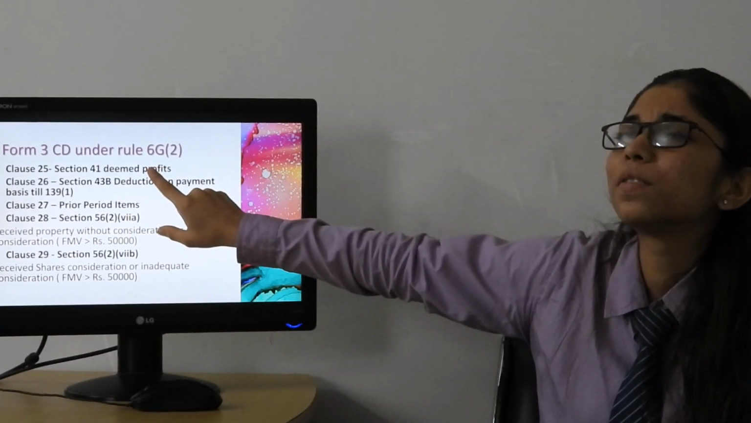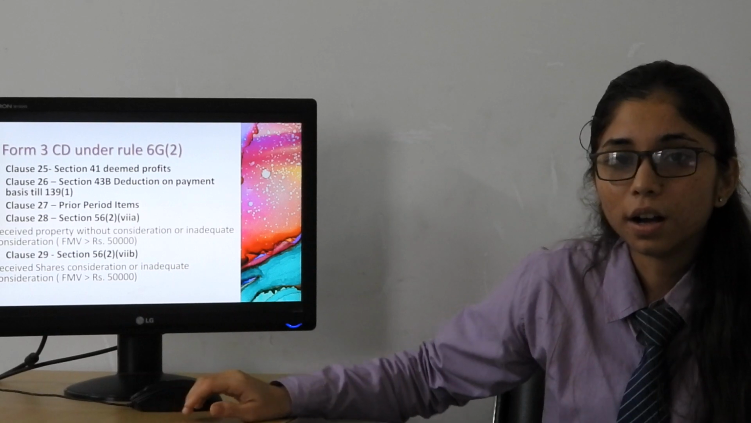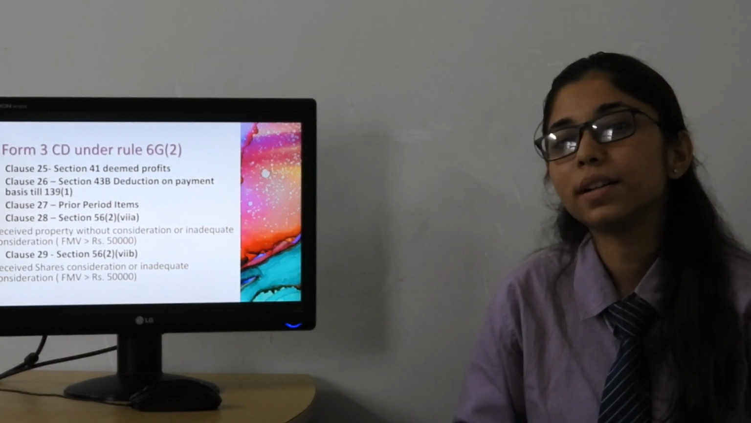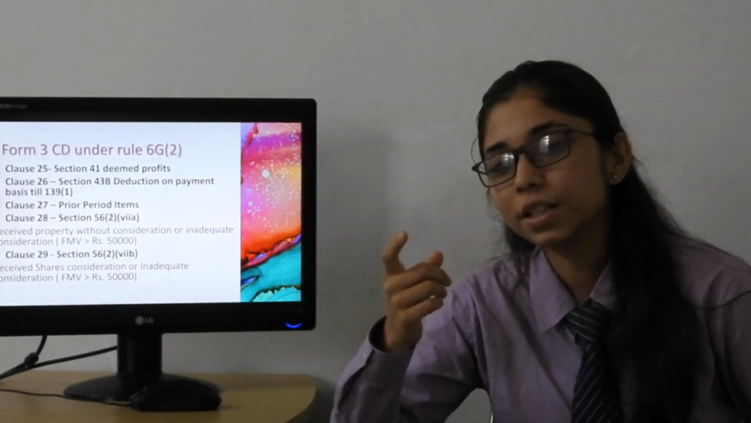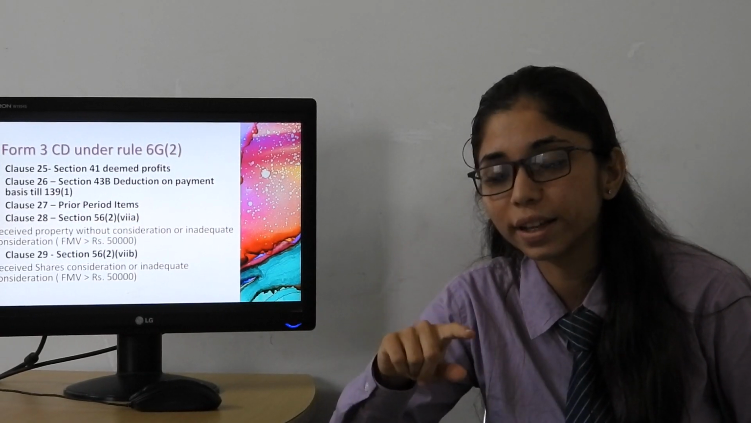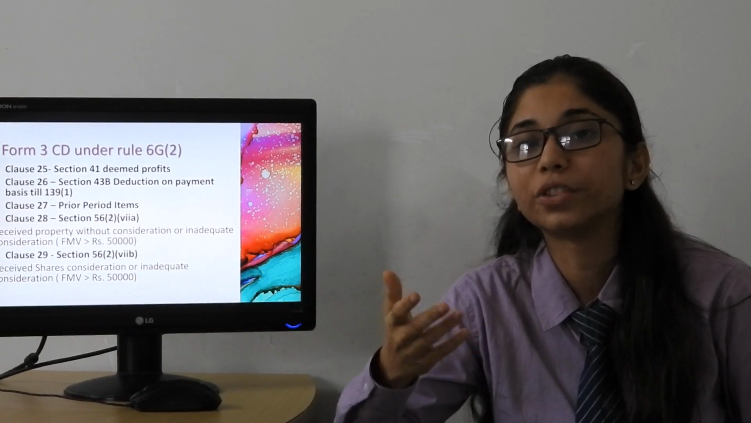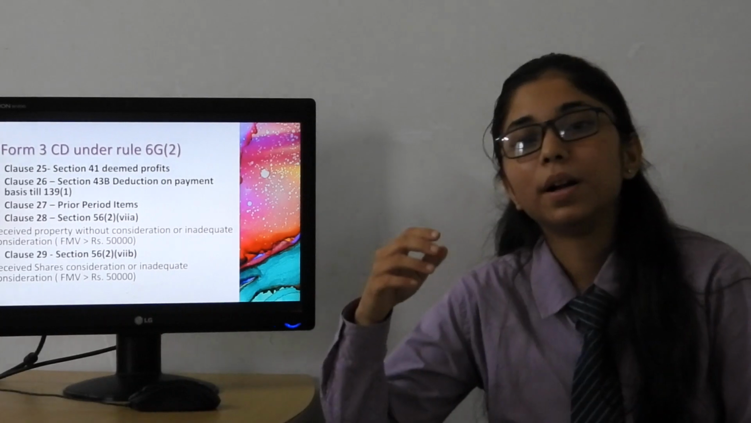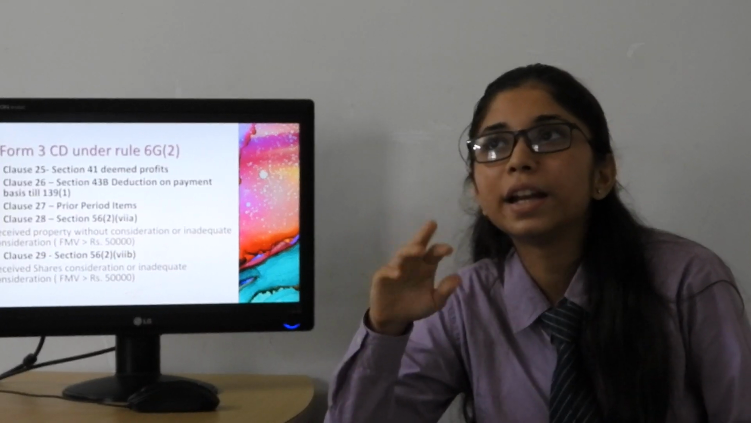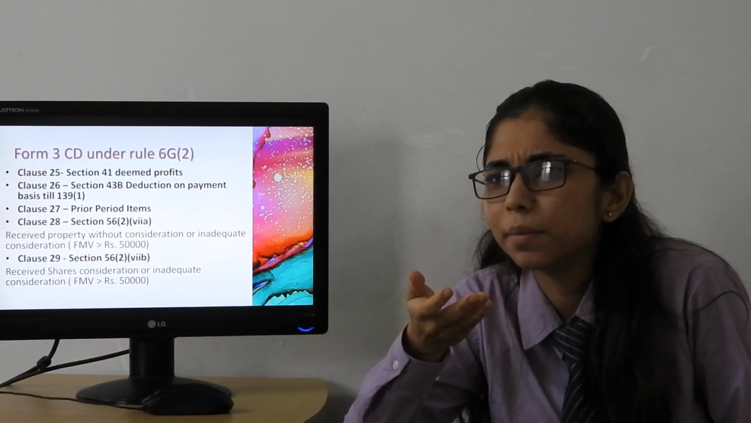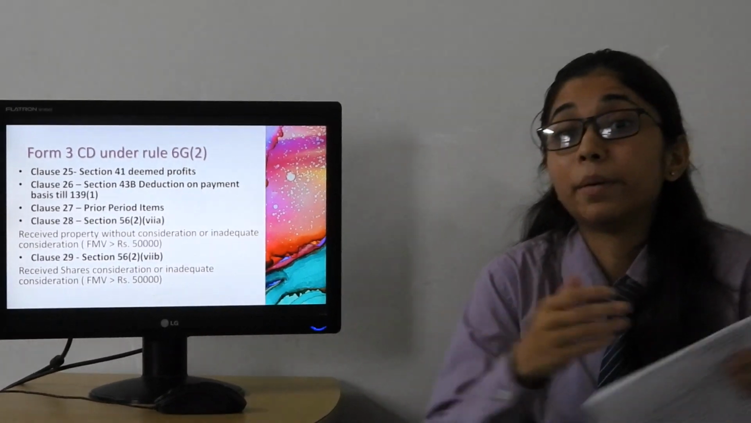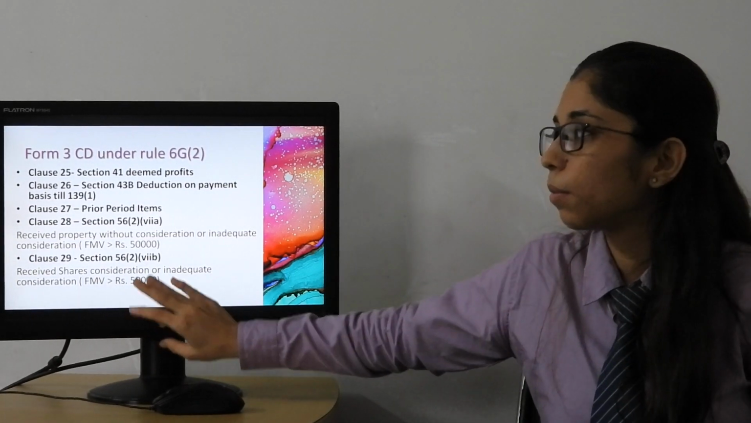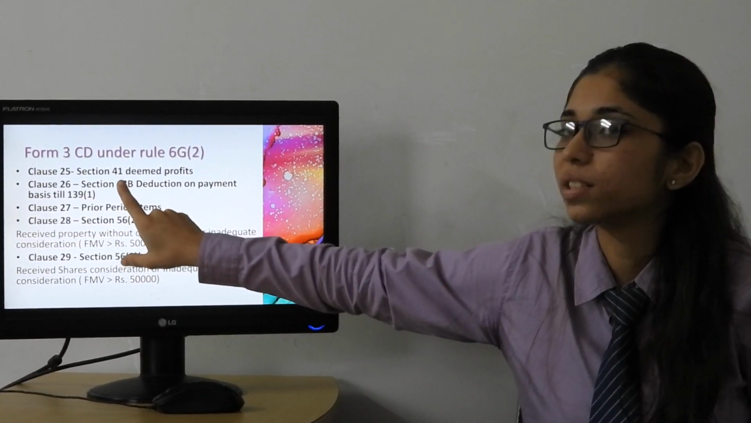The next example of section 41 is deduction on asset sold, where the consideration of the asset sold is more than the WDV of the asset. So this will again create a deemed income. Then again, if in any preceding previous year you have claimed any bad debt, and in the previous year you have any recovery, then such recovery would come under deemed profits under section 41.